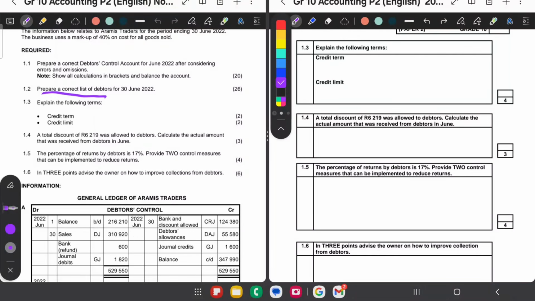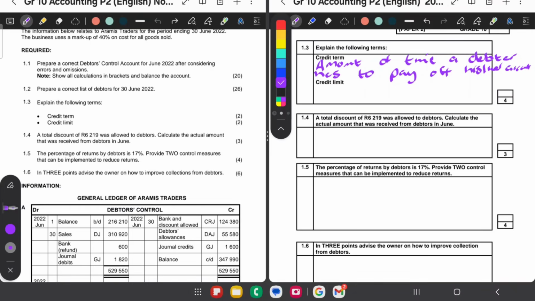Next question, explain the following terms. Credit term and credit limit. Term is like time. How long do you have? A credit term is the amount of time. So we're going to say it's the amount of time a debtor has to pay off his or her account. Okay, that's the credit term.